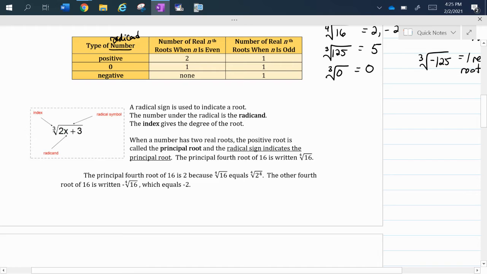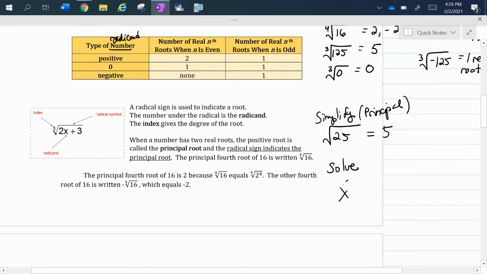We also talk about simplifying radicals a lot. So therefore, we have to bring up the principal root. The principal root is the positive root. So if the index is even, then we know that technically there are 2 real roots. But when we're simplifying, if I ask you to simplify the square root of 25, then you just talk about the principal root, which is just 5. Simplify means we want the principal root.